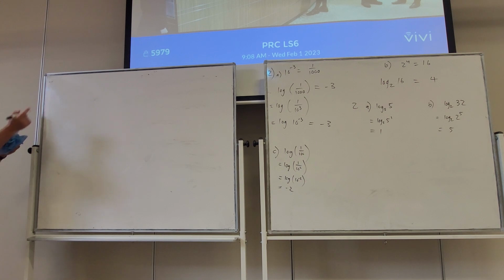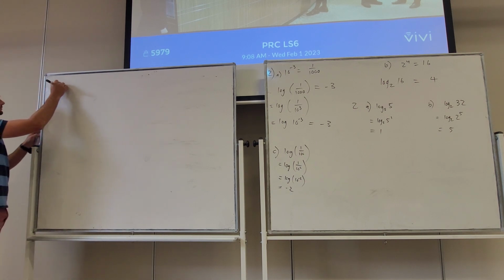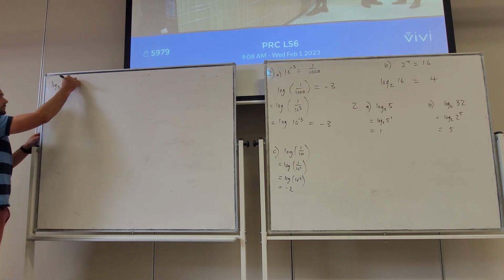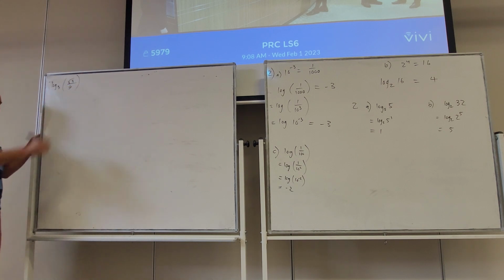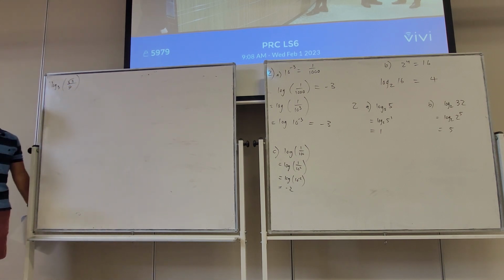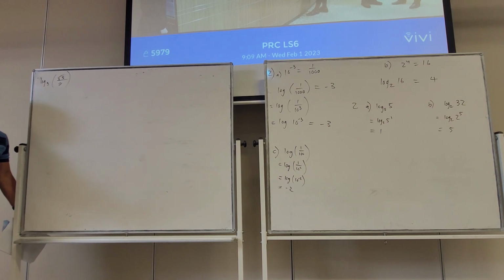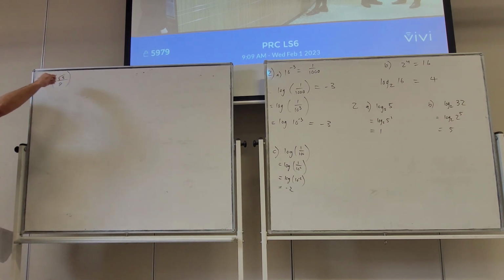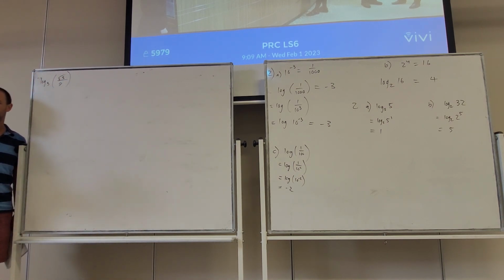All right, we have log in base 3 of the square root of 3 on top of 9. So before we can evaluate this, we need to simplify it to a single power of 3. So we need to collect these somehow. Our very first step is going to be express both of them as a power of 3.